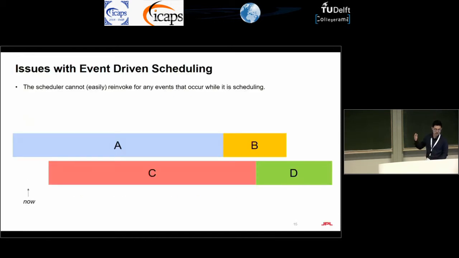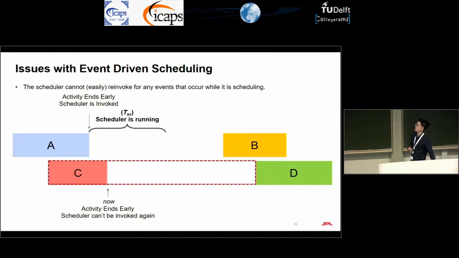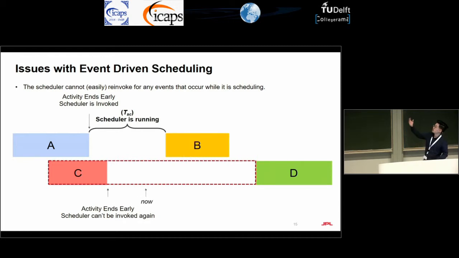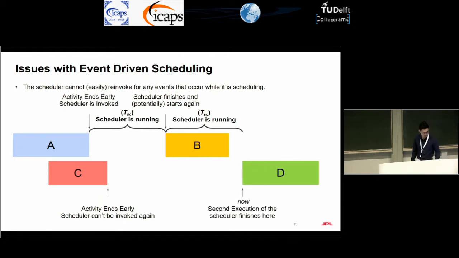So here's an example where this doesn't hold. An activity will end early, and then the scheduler will invoke, but while the scheduler is invoking or running, activity C will end early as well. But since the scheduler has already started, it's not easy for us to decide whether or not you should reinvoke the scheduler. And for our case, we actually don't reinvoke the scheduler, which means that we have to wait until the next time the scheduler is invoked in order to move activity D up. And so B is able to get rid of that scheduler invocation loss, but D will suffer the scheduler invocation loss similar to fixed cadence scheduling.